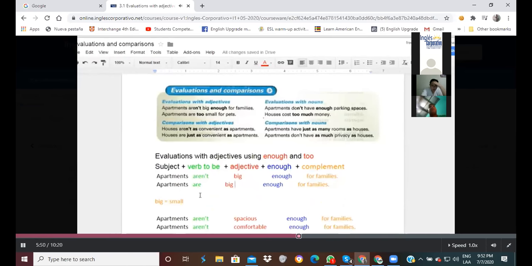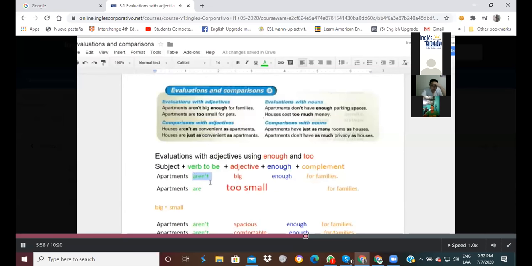And what I'm going to do is include "two small." So the only thing that changes is that I'm no longer using the verb to be in its negative form, but now I'm using it in its positive form. And then I'm including two plus the adjective small, and I'm saying for families.